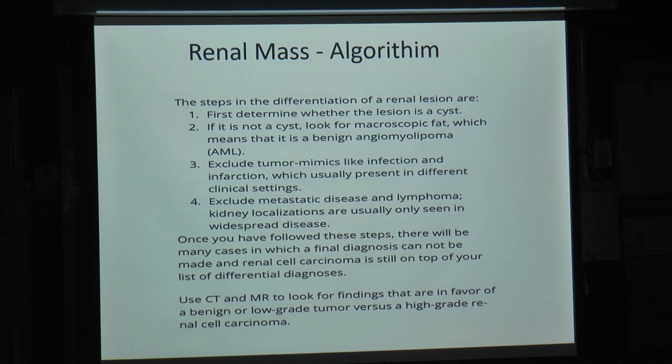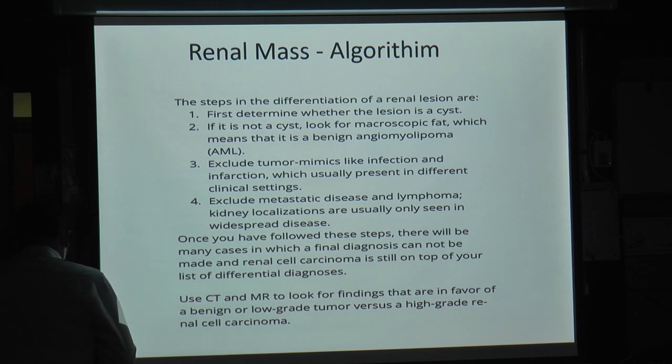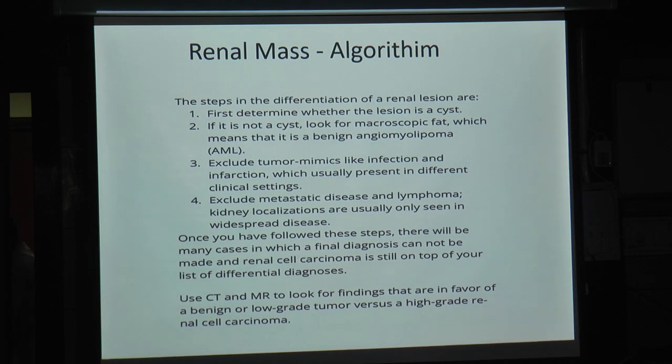So what are the steps in a mass algorithm for radiology CT scan? We have to first determine whether it's a cyst, then look for macroscopic fat, exclude tumor mimics. I'll go through the tumor mimics that really look like tumor, infection, infarction, but they have a clinical setting which is different. There is a fever, there are multiple lesions, like metastatic lesions and lymphomas are multiple. So I exclude all that from our discussion because it will mangle too much information and we will not clinch what we have started off to speak.